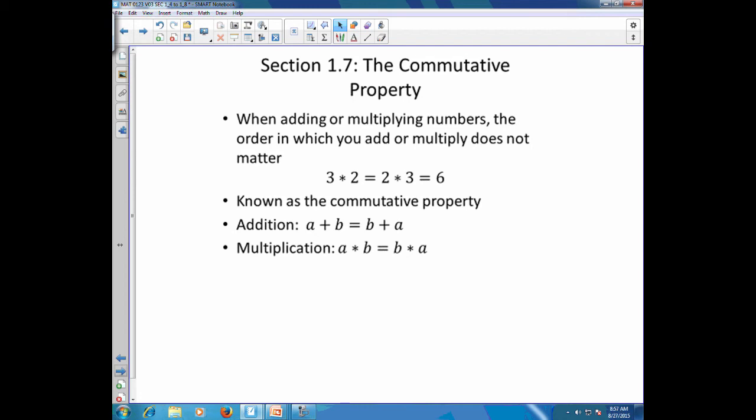So when you're adding or multiplying numbers, the order in which you add or multiply does not matter. This is called the commutative property. So in other words, 3 times 2 will give you the same thing as 2 times 3. They both equal 6. Okay, and this works for addition and multiplication. The order in which you add or write the numbers down, 3 plus 2 is still 5, 2 plus 3 is still 5. So the order does not matter when you're adding or multiplying.